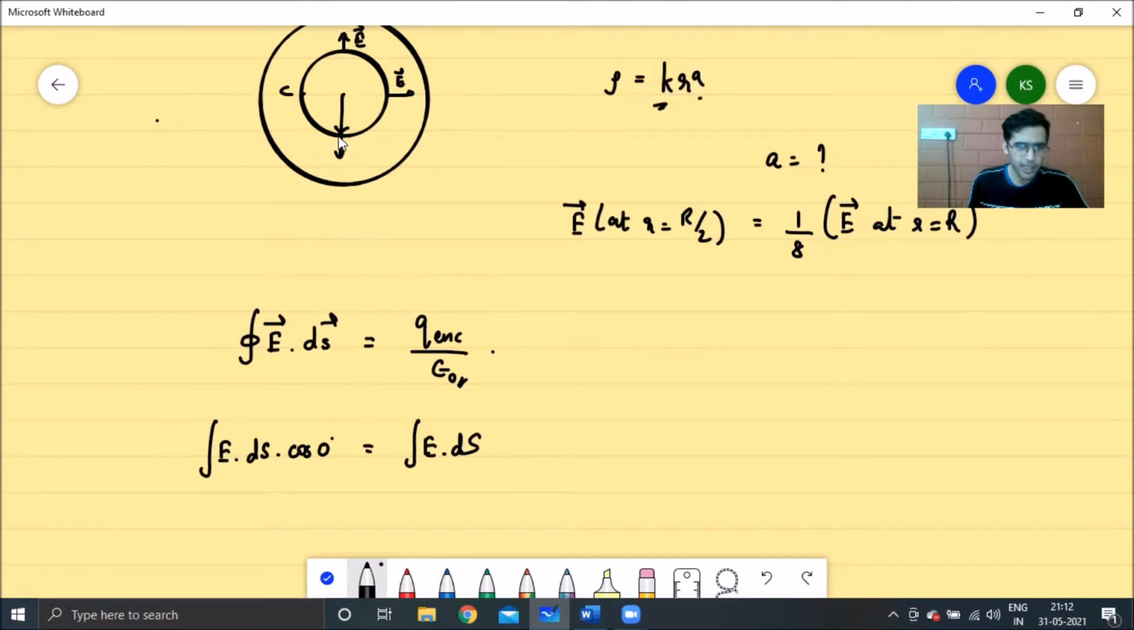And for any small area which we take on the surface of the sphere, your electric field will have the same value at all these points. So your E is common for all the ds which you're taking on the surface of the sphere.